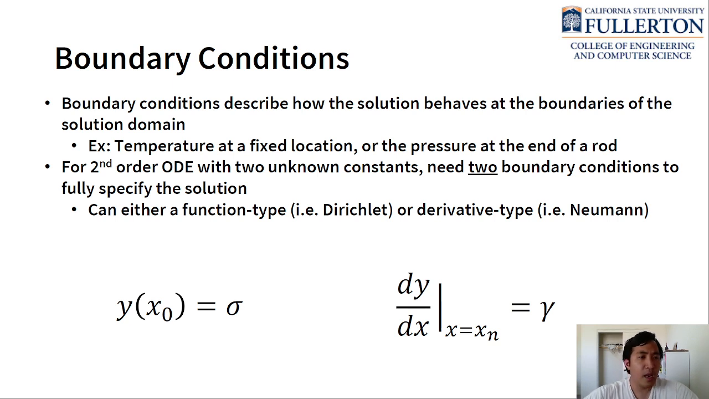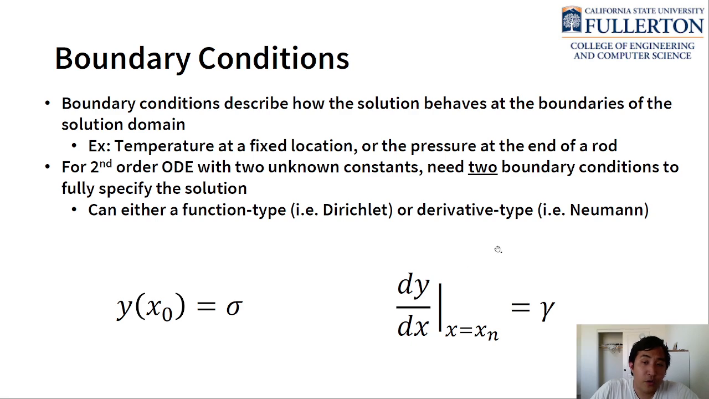Okay. And so for a second order ODE with two unknown constants, what you need are two boundary conditions to fully specify the solution. And for most of the problems that you're going to deal with as an engineer, they come in two different flavors. One type is what I like to call function type. Its formal name is Dirichlet boundary conditions, which is given by this form right here, where you specify the value of the solution itself at a specific location.